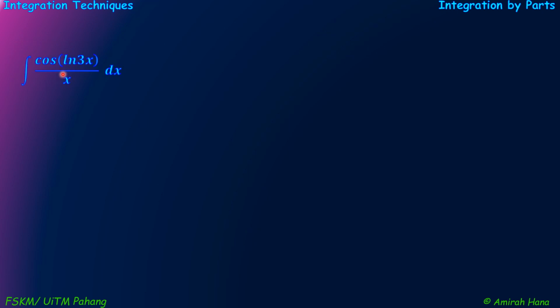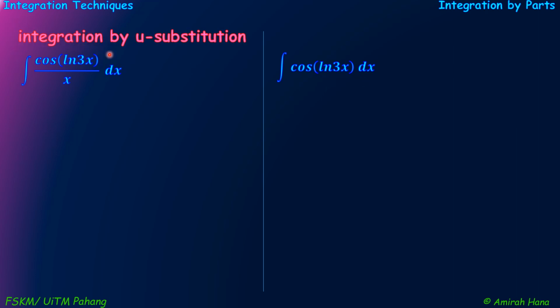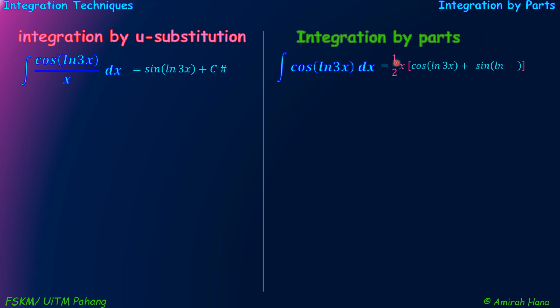We look back at integration of cos ln 3x over x dx and integration of cos ln 3x dx. When we use u substitution for this question, we get the answer sin ln 3x plus c, right? And for this question, integration of cos ln 3x dx, when we integrate using integration by parts, we get the answer equals half x times cos ln 3x plus sin ln 3x plus c, right? Let me check whether this answer is correct or wrong.